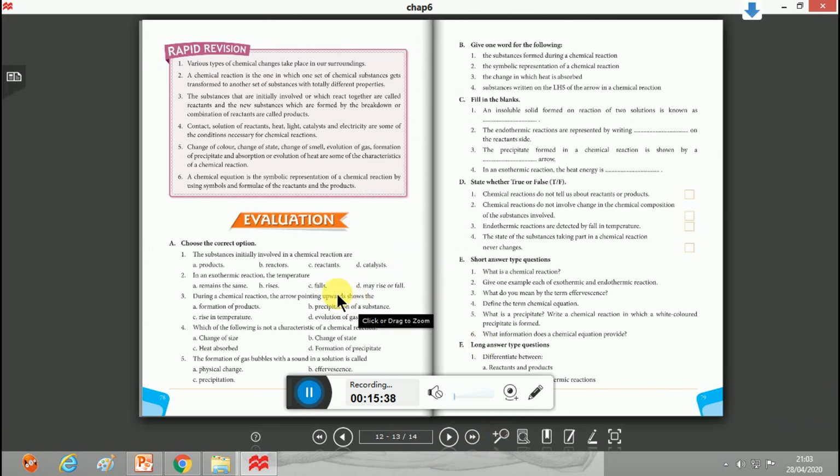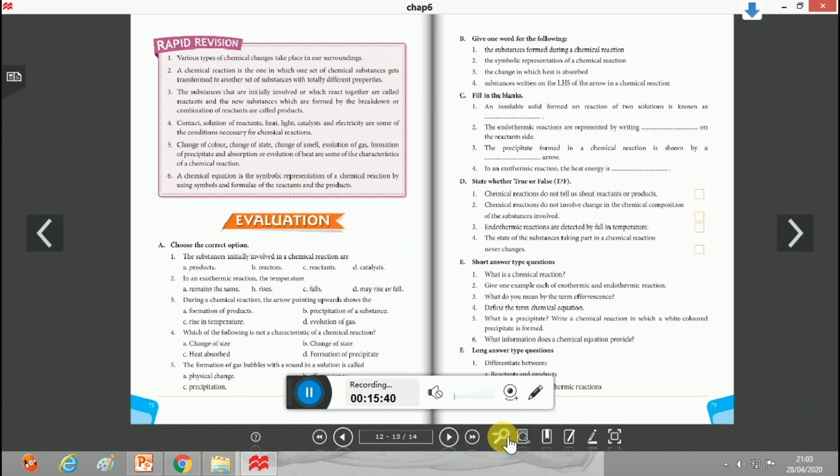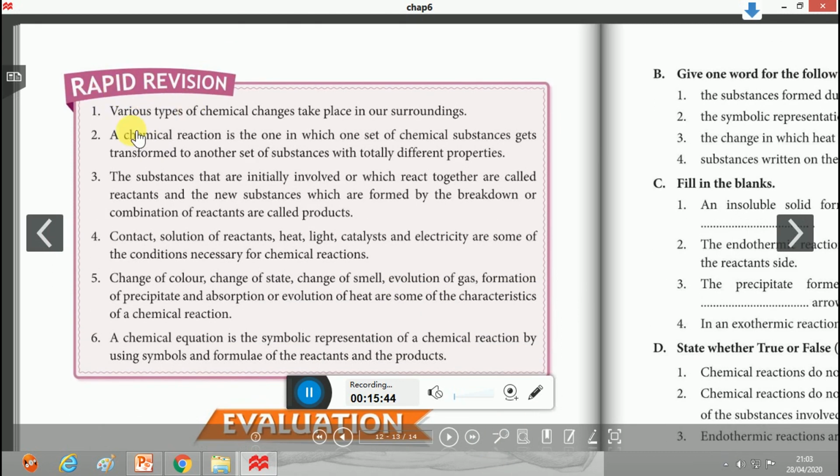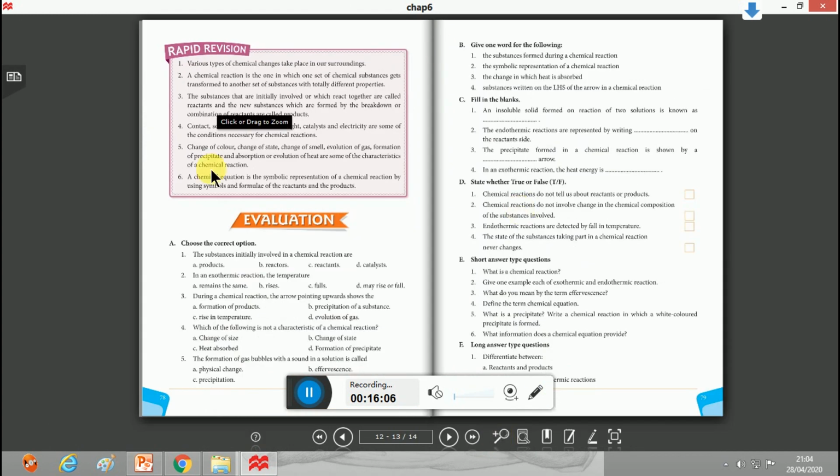So we have come to the end of this chapter. There is a rapid revision. From the first video to this video, we have learned so many things: reactant, products, precipitate, exothermic reactions, endothermic reactions, and all. Okay, children.